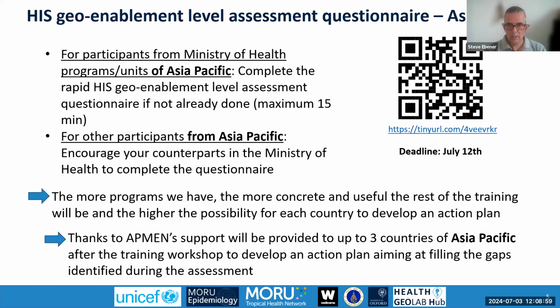I also want to remind you about the HIS Geo-enablement level assessment questionnaire for Asia Pacific. This is an exercise for which we'll show some results today, but in more detail during the third module. It is really addressed to participants from Ministry of Health programs or units of Asia Pacific. It's a short questionnaire, 13 questions, and in addition to providing very insightful information, as you will see today, it is what we're going to use as the starting point to select up to 3 countries in Asia Pacific who will receive support to develop an action plan aiming at filling the gaps identified during the assessment.